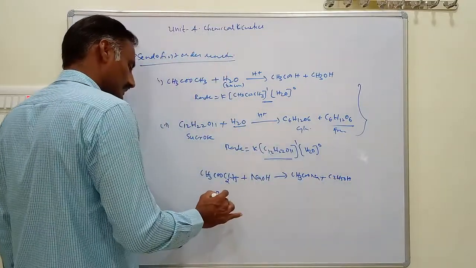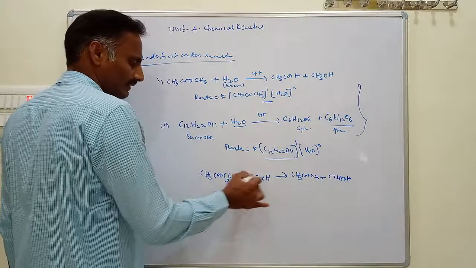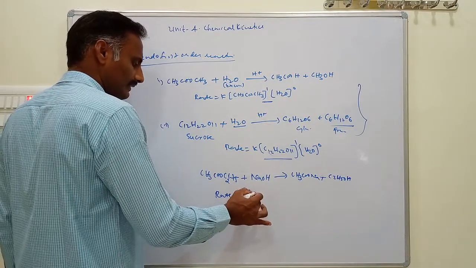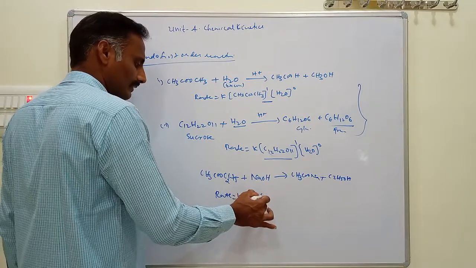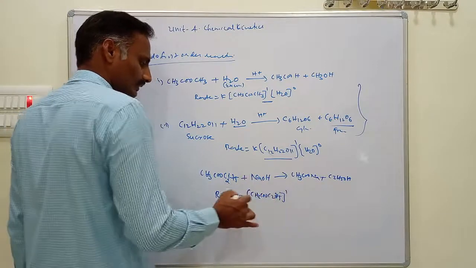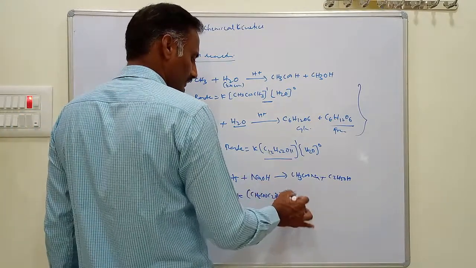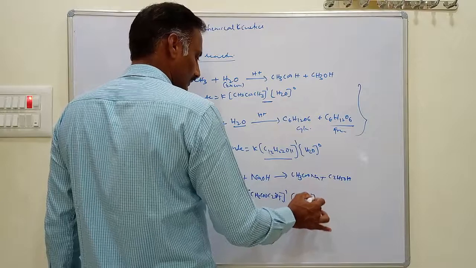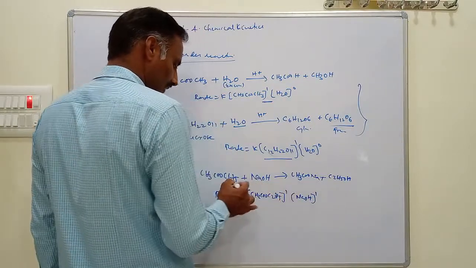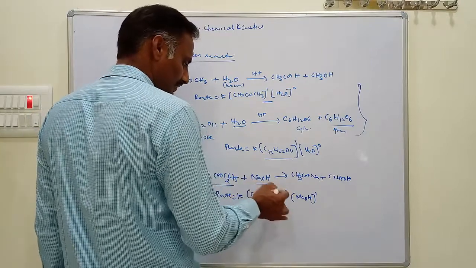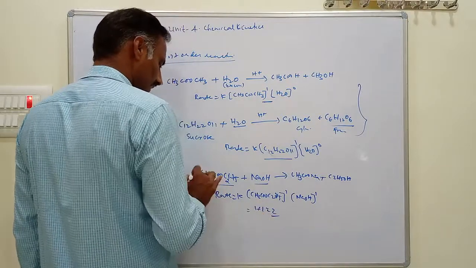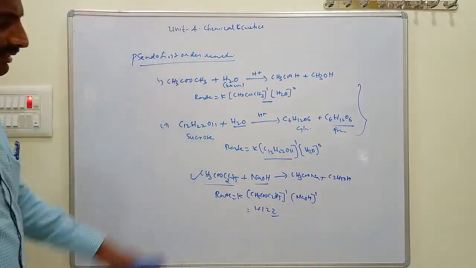For this reaction, the rate can be written as rate equal to k[ethyl acetate][NaOH], that is CH3COOC2H5. With respect to the ester, the order is 1, and with respect to NaOH also the order is 1. It is because both are taken in equal quantities. So 1 plus 1 equal to 2, and this is called second order kinetics. It follows second order kinetics.